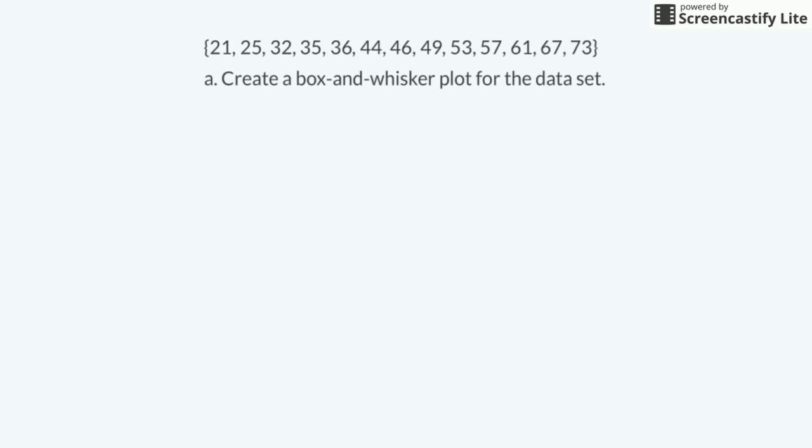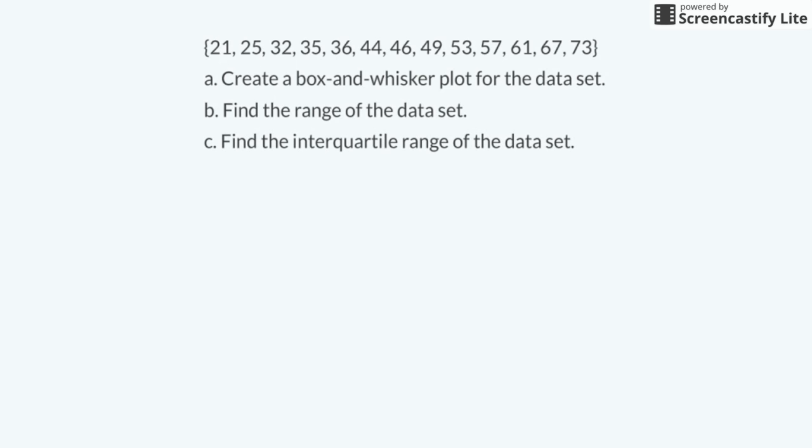I have a data set containing the values 21, 25, 32, 35, 36, 44, 46, 49, 53, 57, 61, 67, and 73. Part A. Create a box and whisker plot of the dataset. Part B. Find the range of the dataset. Part C. Find the interquartile range of the dataset.